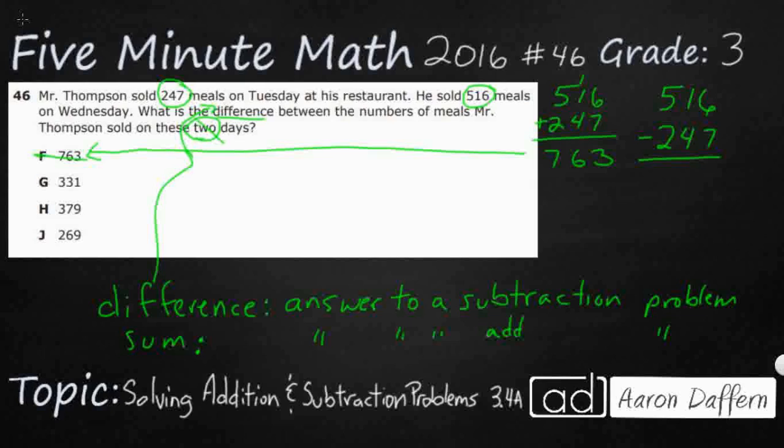Now, the way this standard algorithm works is you look at one spot at a time. We're going to start over here in the smallest spot. That is the ones spot. So we're looking at 6 minus 7. So if you have 6 pencils, I can't take 7 pencils from you because you don't even have as many as I want. So what we need to do is we need to regroup.